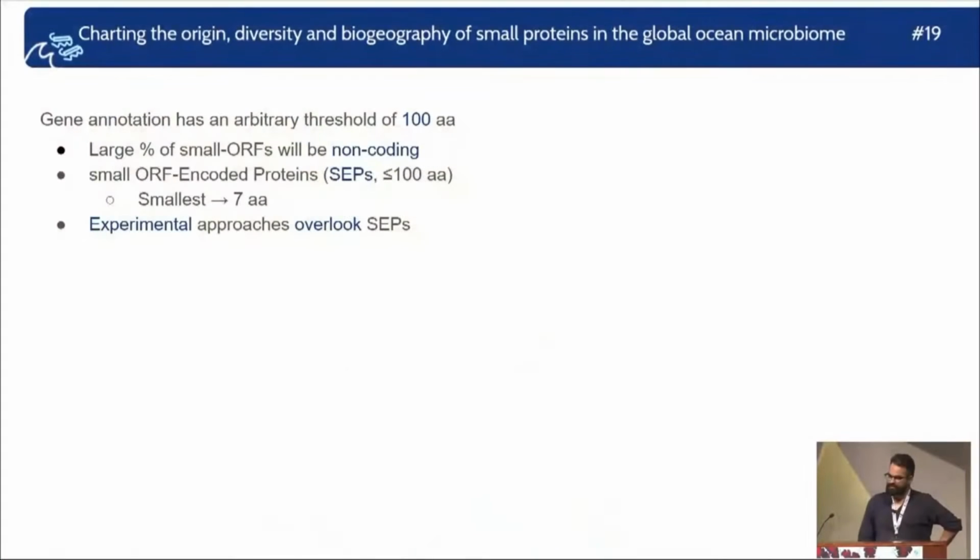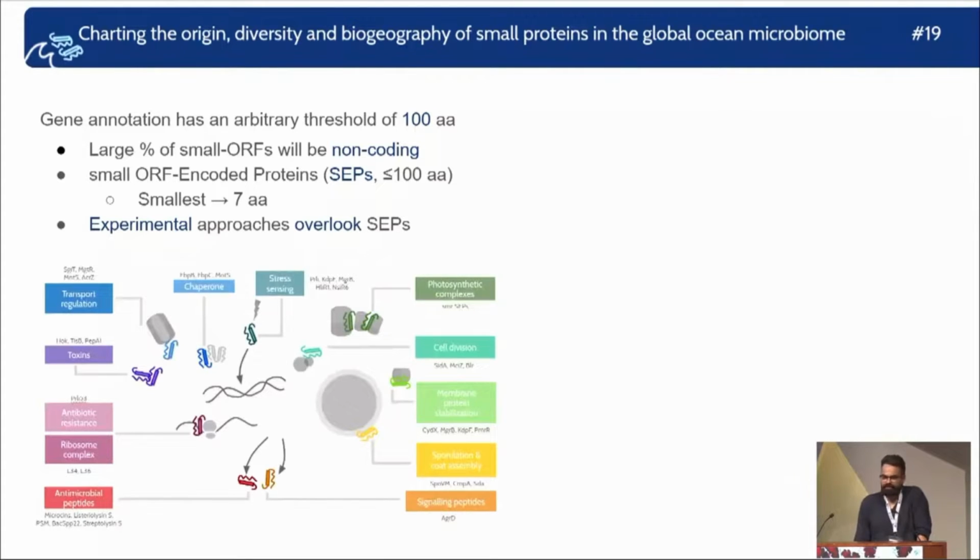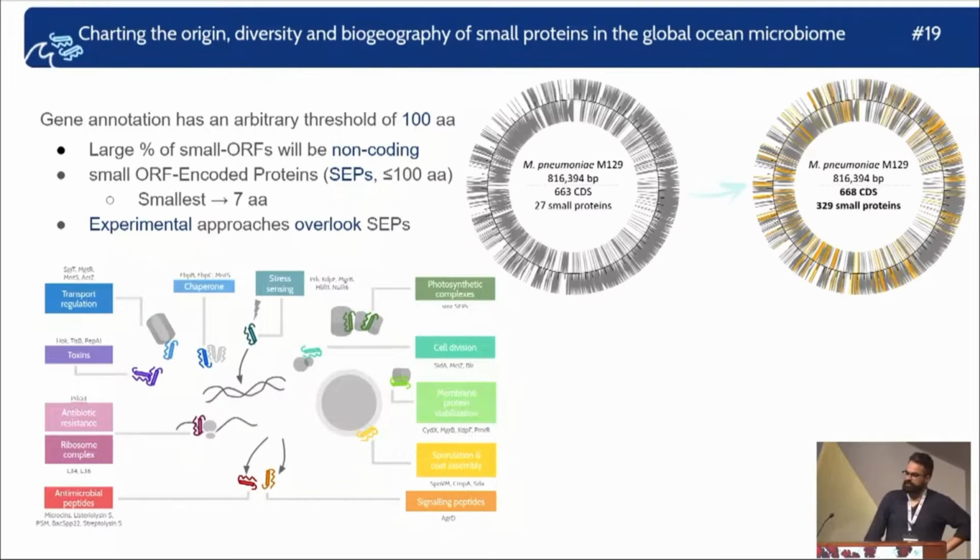Maybe most of you are familiar with the process of gene annotation of a genome, but you may not be aware that this usually sets a threshold of 100 amino acids. This is mostly because if you don't include this threshold, a lot of small open reading frames that we know are non-coding will be labeled as coding. So this doesn't mean that we don't have small proteins in a genome. In fact, there are plenty of examples and plenty of functions that can derive from these small peptides or small proteins. But the problem is that experimental approaches usually overlook them.